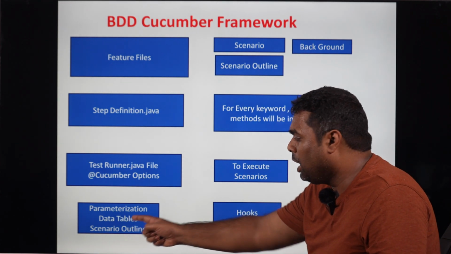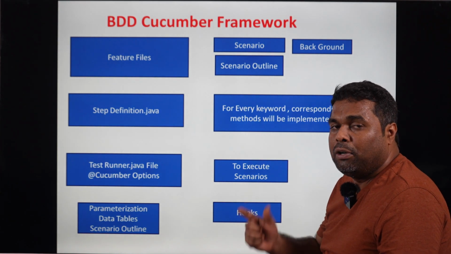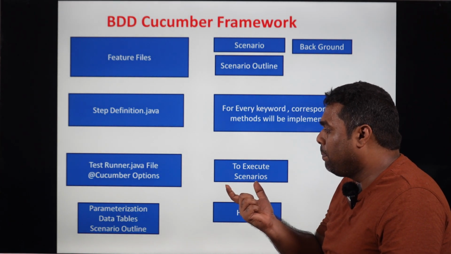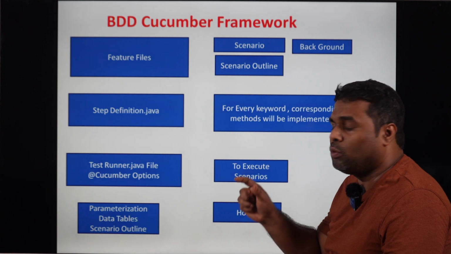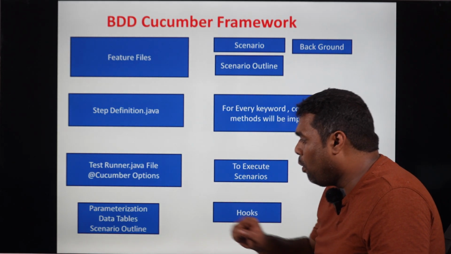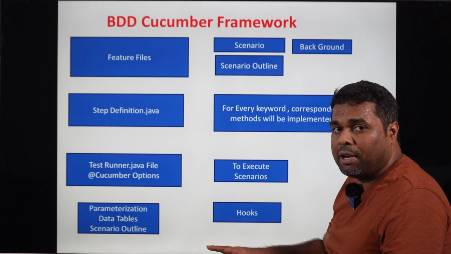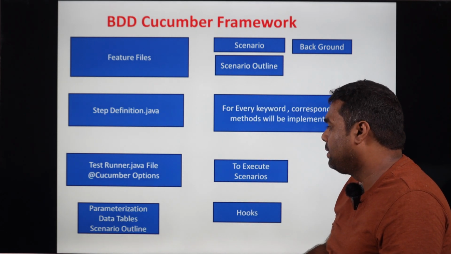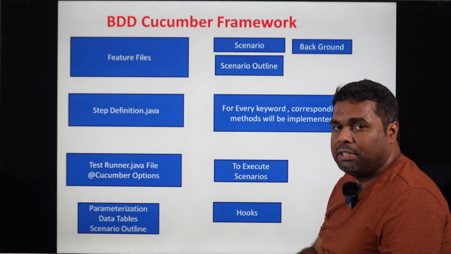Here in data tables, if a particular step contains multiple parameter values, only that particular step is executed multiple times. Whereas in scenario outline, all steps are executed multiple times. So like that, we can achieve parameterization in Cucumber.